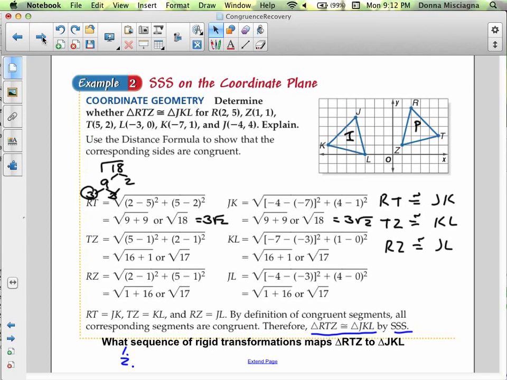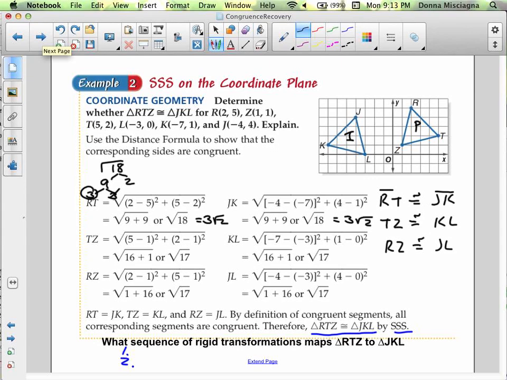RT is equal to square root of 18, or 3 square roots of 2. RT is in the triangle on the pre-image there. And then if we look at JK, JK is also 3 square roots of 2. That means that we have RT congruent to JK. And technically, because we're not talking about measurements, we're talking about a side, they should have the line segment symbol. So you can put that on yours in your notes.